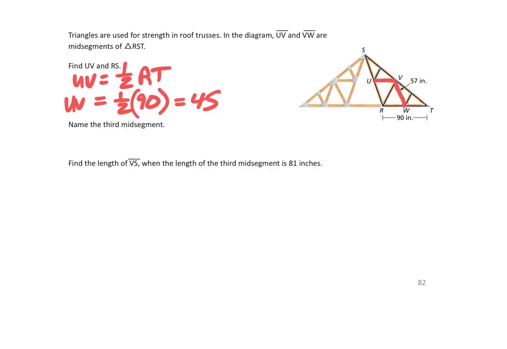Okay. The other one they asked me to find is RS. RS is the actual side of this triangle. There's RS. The mid-segment that it matches up with is VW. Okay? VW is the one that's given to me here. So RS is going to be 2 times bigger than VW. And we know that VW is 57. So all we got to do is take 2 times 57. And that would be 114.